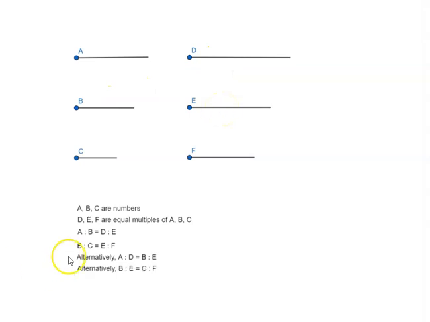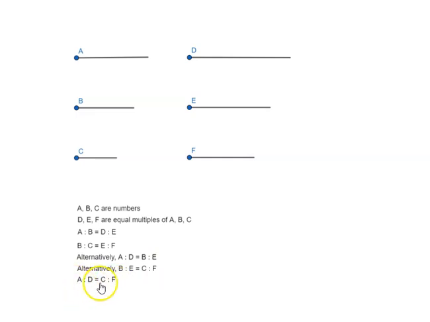Again, we take alternately the second proportion, b is to c equal to e is to f. Alternately, we can write it as b is to e is equal to c is to f. Now here, if you notice, b is to e, b is to e. So that means we can combine them and say a is to d equal to c is to f, because a is to d is equal to b is to e and b is to e is equal to c is to f.